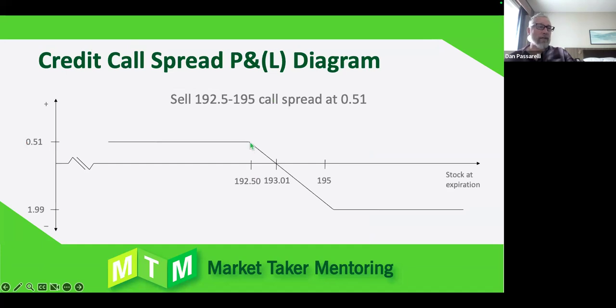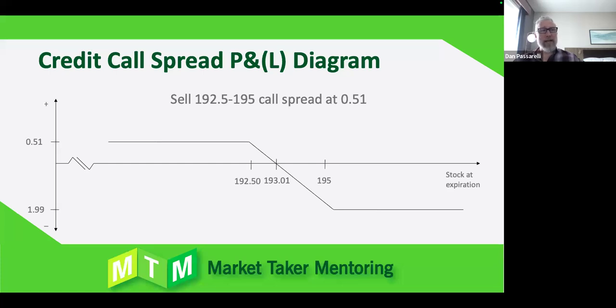If we're above 192.5, this short call will get assigned and I will have short stock. So I would sell stock literally at 192.5, but I also have 51 cents a share in my pocket. So my break even is 193.01, even higher than the short strike price. If the stock gets up over the long strike price, the 195 strike, then I could exercise my 195 call to stop the bleeding.